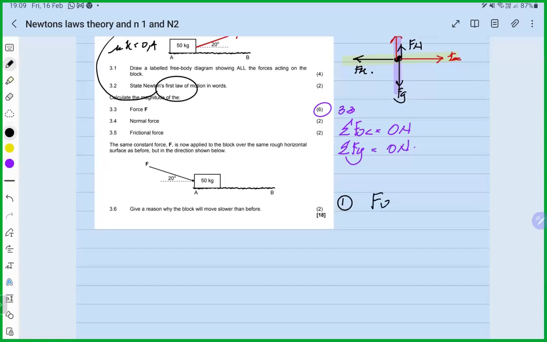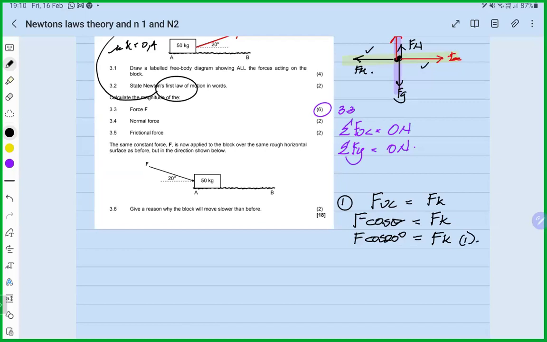Your Fx here will equal your kinetic friction. These two forces have to cancel out each other. And what is Fx? It's F cos theta. And theta is 20 degrees. So it's F cos 20 is equal to your kinetic friction. That's equation 1.